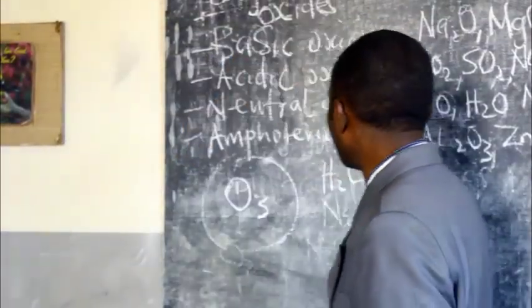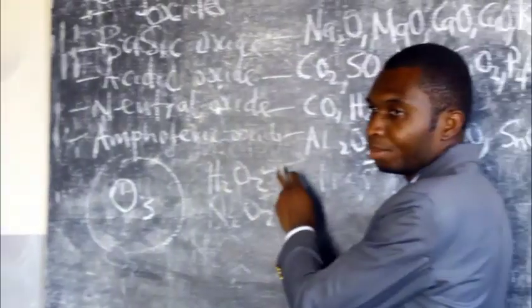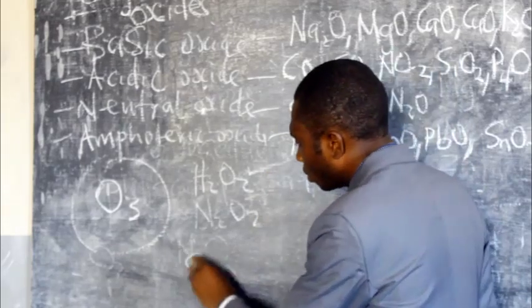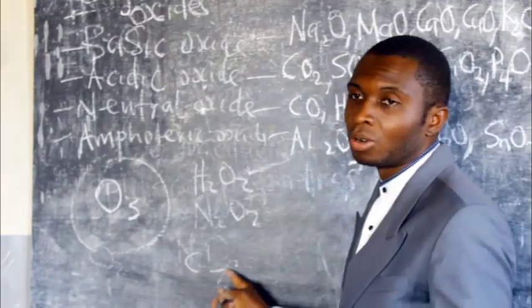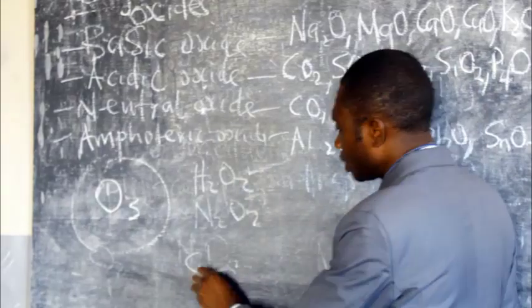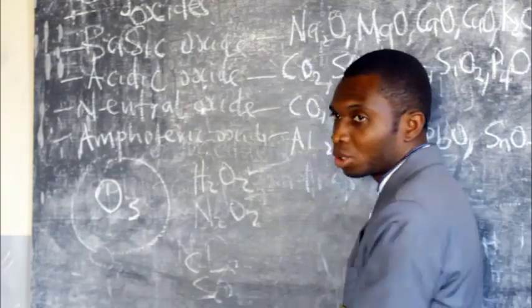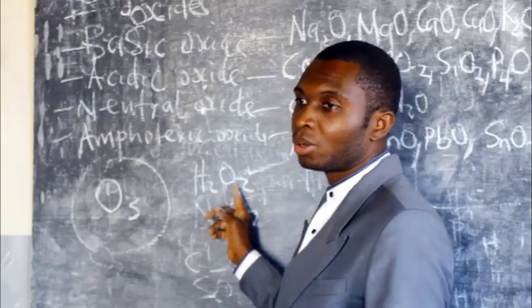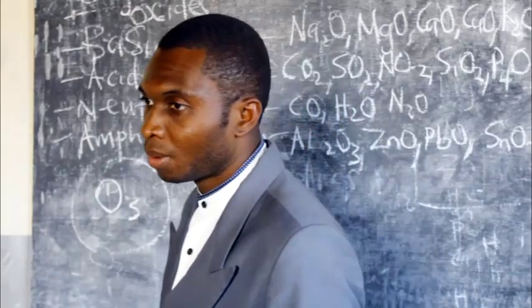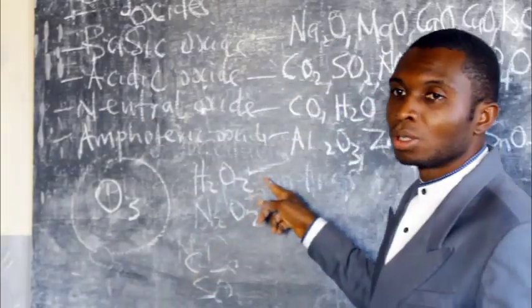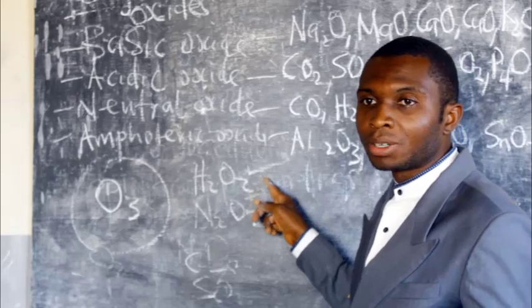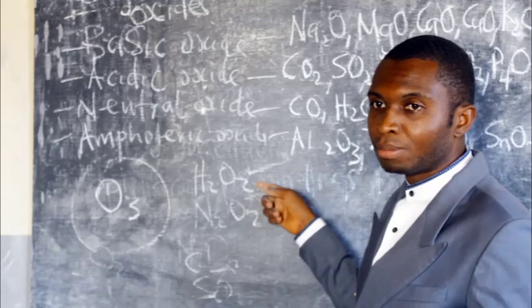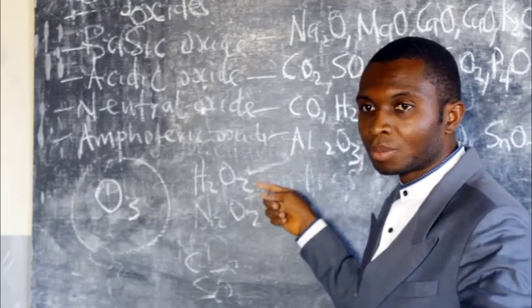Take note. Hydrogen peroxide is also a bleaching agent. Other ones are chlorine. Chlorine bleaches by oxidation, and SO2 bleaches by what? Reduction. So, hydrogen peroxide also bleaches by oxidation. Hydrogen peroxide is used in bleaching soft materials, like the skin of a human being.